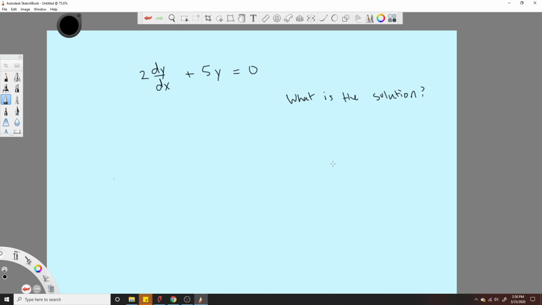Whenever I see a differential equation with only the first derivative, I generally will want to go with separation of variables. I just think it's the easiest way to go about it. There's multiple ways to do it, but the way I would do this problem is move over your 5y term, so you have a negative 5y.